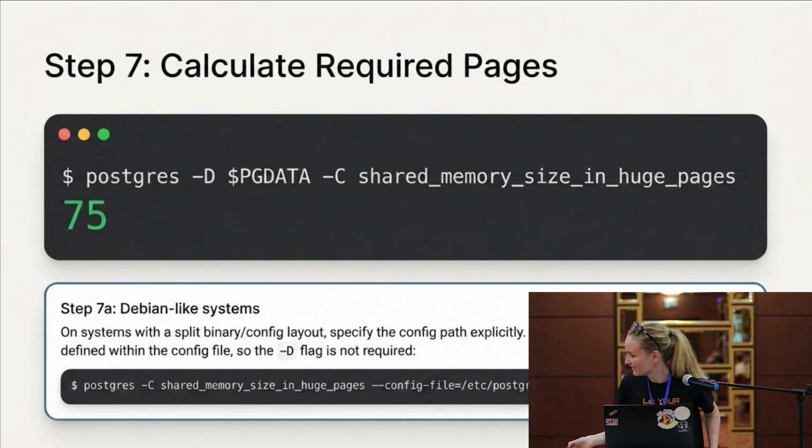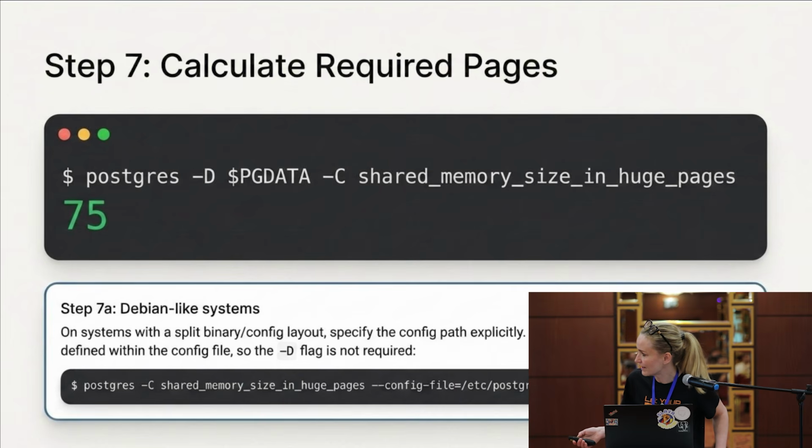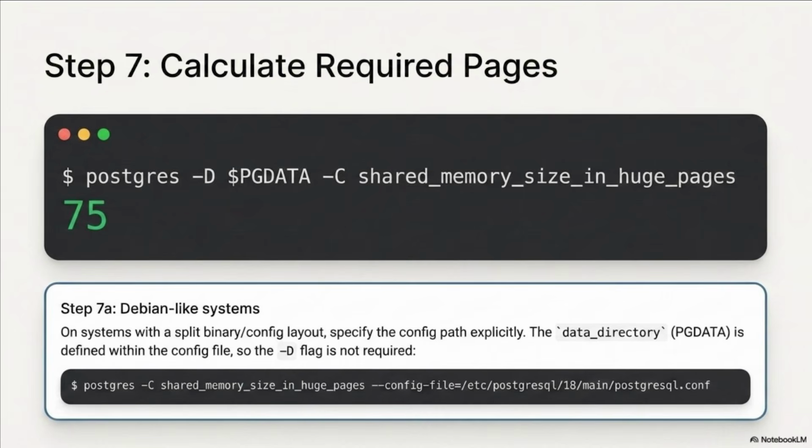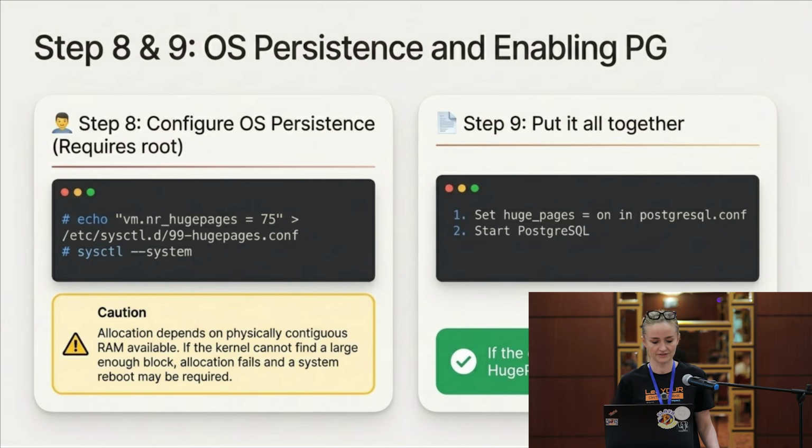so let's look in here, because Ubuntu and Debian are doing this thing where they put your configuration file somewhere else than your PGDATA, so things get a bit more complex. So in this case, instead of -D PGDATA, you need to give the config file location, and in the config file you would usually also have the PGDATA location specified, so you can omit this -D thing, okay? And now we know we need 75 HugePages for our instance, right?